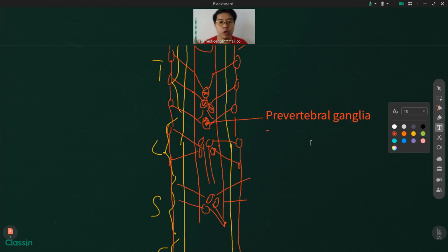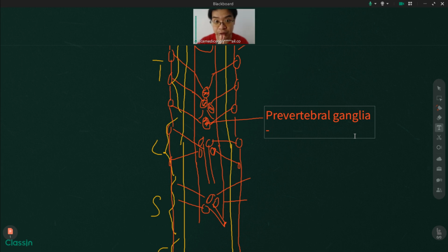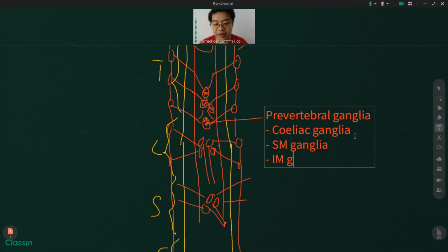So there are three groups of prevertebral ganglia that I want you to get to know the name of. Number one are the celiac ganglia. Then you have the superior mesenteric ganglia, and then you have the inferior mesenteric ganglia. Now these names should be very self-evident for you. You will know immediately their location upon reading those names, simply because they will be close to the main arteries that we have already talked about when we learned about the digestive tract.